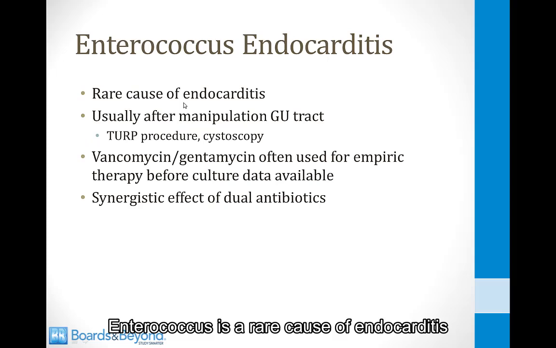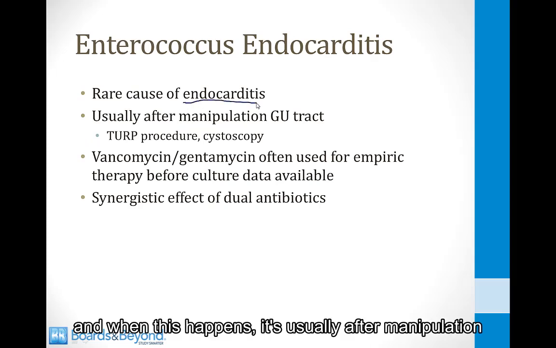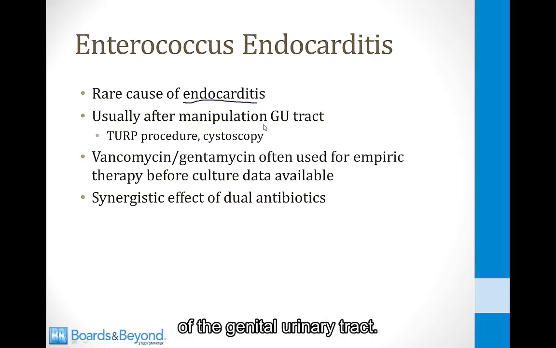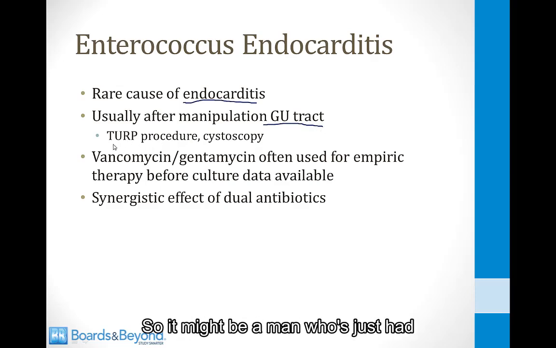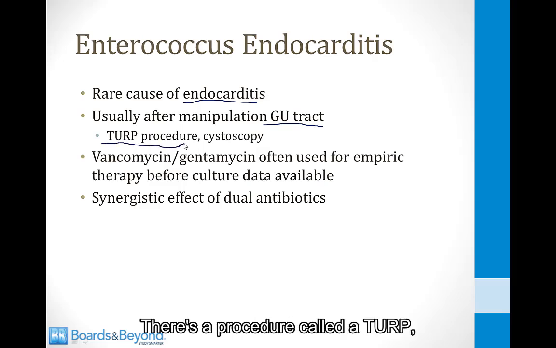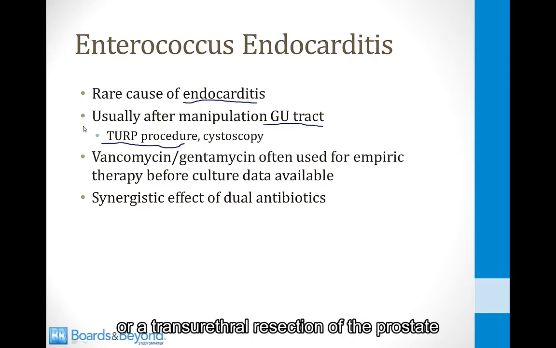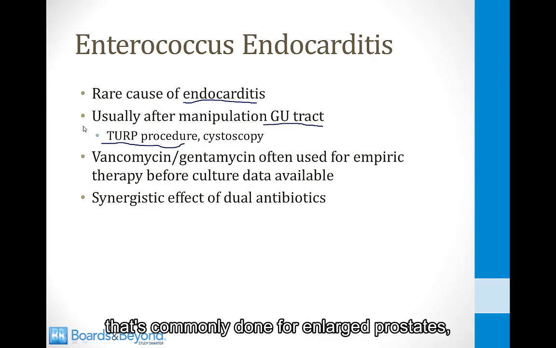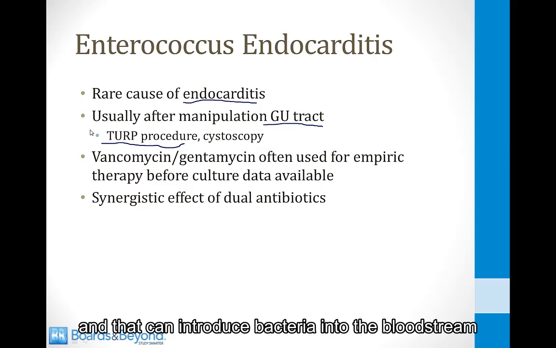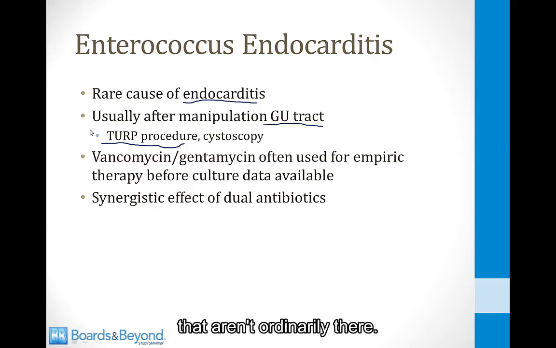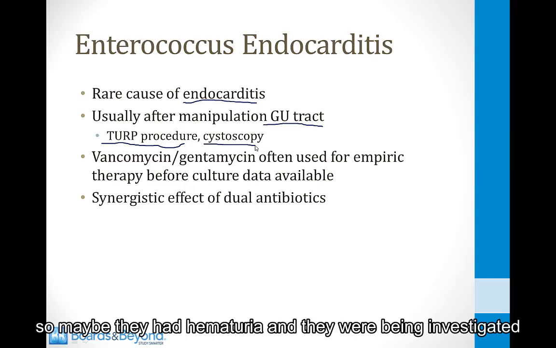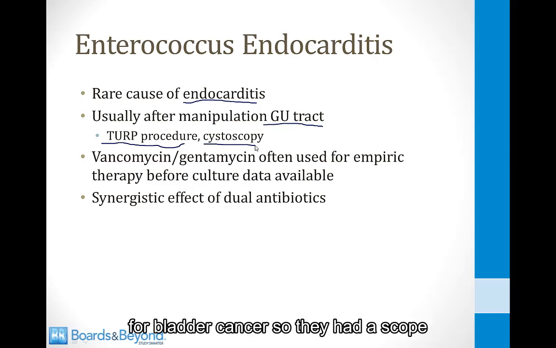Enterococcus is a rare cause of endocarditis, and when this happens, it's usually after manipulation of the genitourinary tract. So it might be a man who's just had a resection of the prostate. There's a procedure called a TURP, or a transurethral resection of the prostate, that's commonly done for enlarged prostates, and that can introduce bacteria into the bloodstream that aren't ordinarily there. Or someone who's had a cystoscopy, so maybe they had hematuria and they were being investigated for bladder cancer, so they had a scope put into their bladder, and this can sometimes introduce bacteria into the urine that aren't ordinarily there.